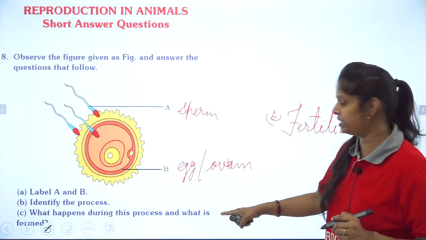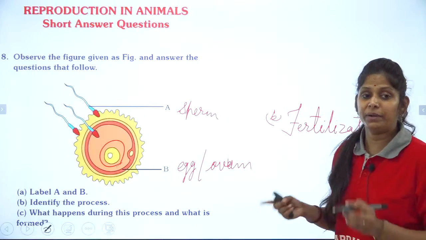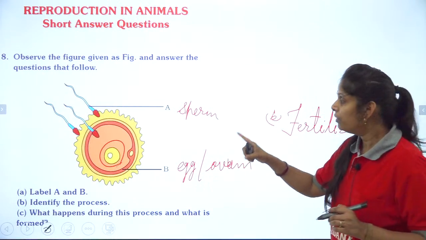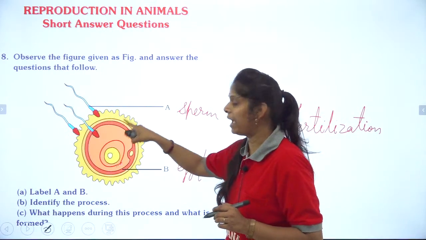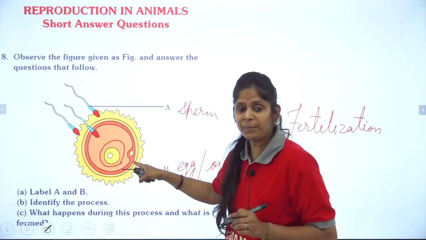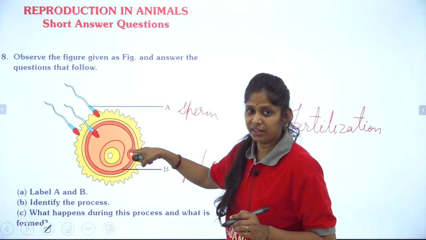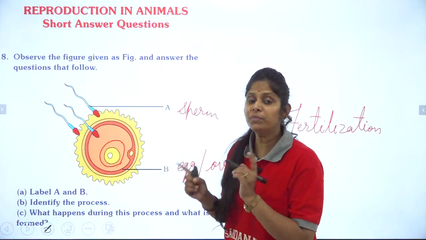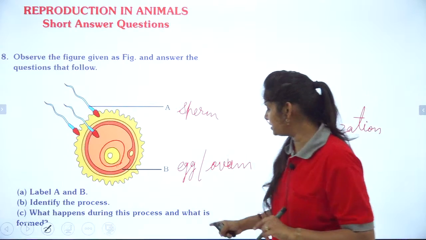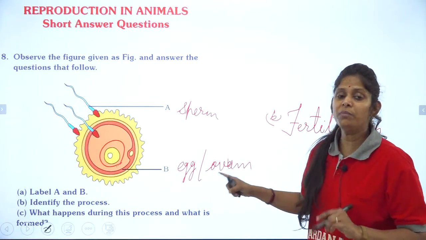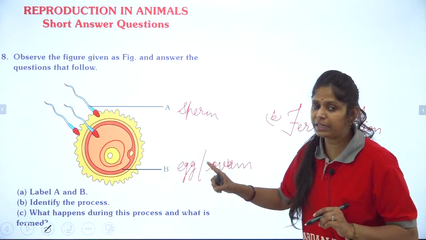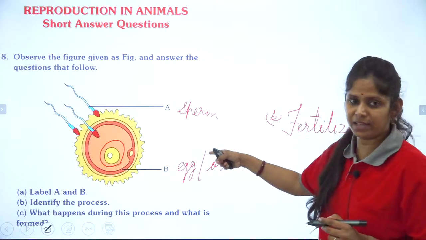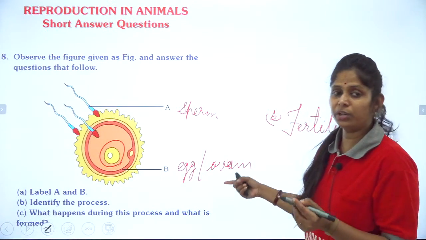Now what happens during this process and what is formed? You know what is formed, I have already told you, but you have to write this down in question C. What happens during this process? During fertilization, when sperms reach the egg cell, only the nucleus enters inside the egg, and this nucleus of sperm fuses with the nucleus of egg to form zygote, and this zygote is single celled. And what is formed? Zygote is formed in the process of fertilization, to develop a new baby. Clear? So in this way you have to explain this answer, and I have already told you all the things, so there is no requirement of learning. Clear?